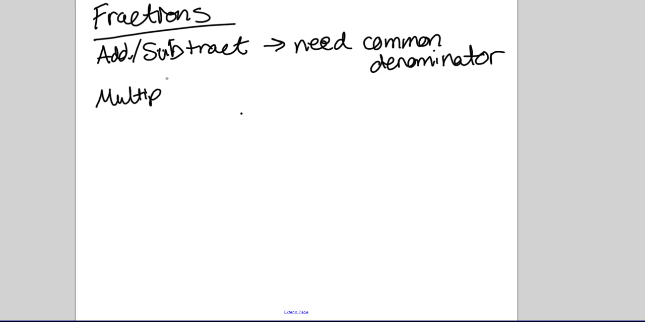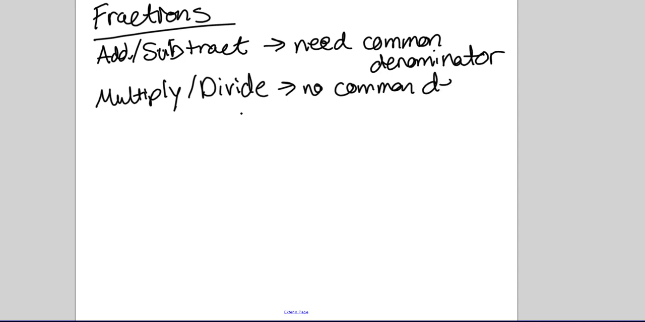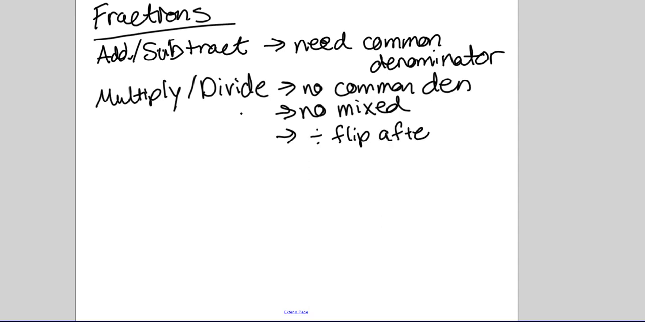Multiply and divide. We don't need a common denominator, so no common denominator. We do need to watch out though that we cannot do mixed fractions. No mixed fractions. The other thing that I would point out, when we're dividing, we have to flip or take the reciprocal of the fraction after the division sign, the second fraction. So those are kind of some very summarized rules of fractions.